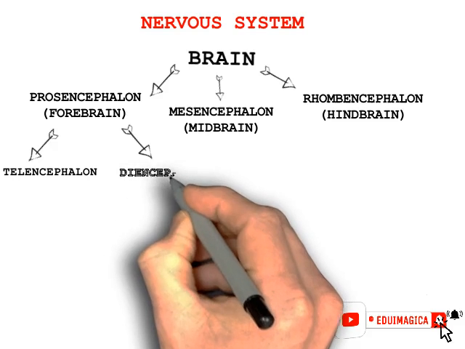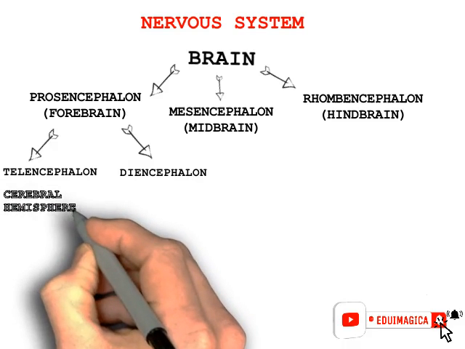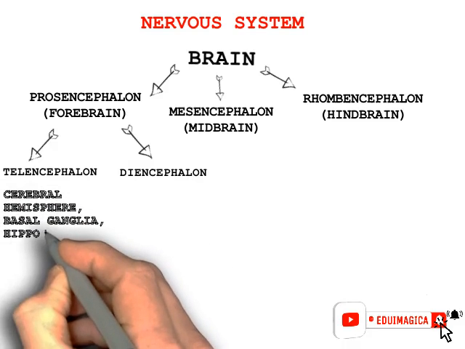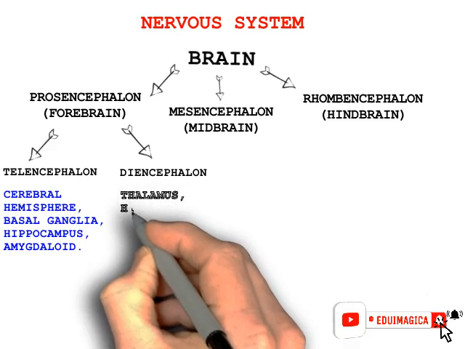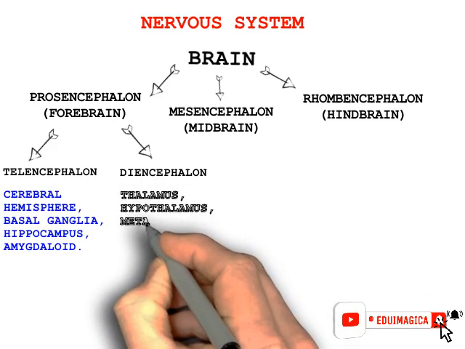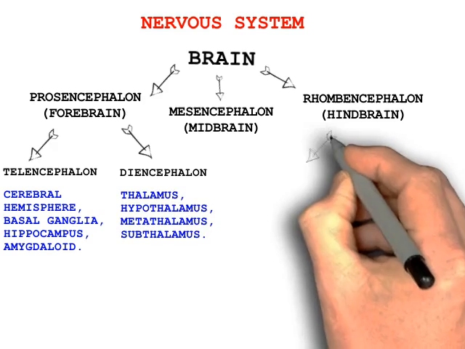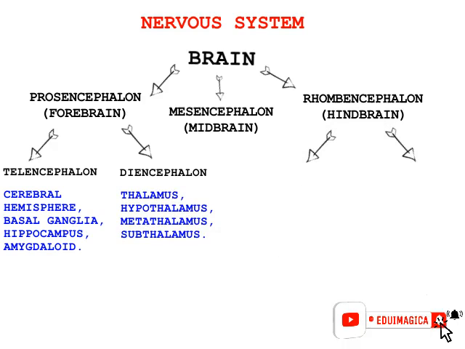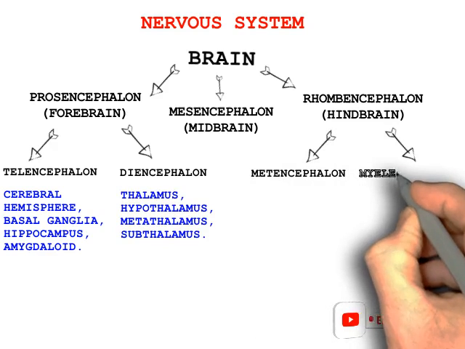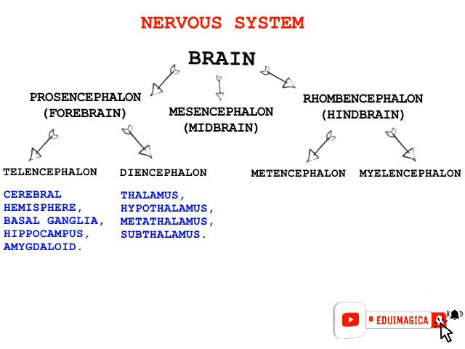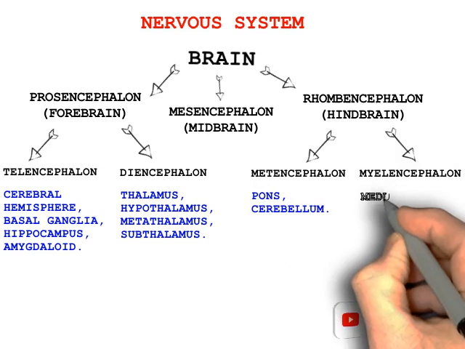The telencephalon consists of the cerebral cortex or the cerebral hemisphere, the basal ganglia, the hippocampus, and the amygdaloid nucleus, whereas the diencephalon consists of the thalamus, hypothalamus, metathalamus, and the subthalamus. And the midbrain forms the mesencephalon, whereas the rhombencephalon or the hindbrain is divided into the metencephalon and the myelencephalon. The metencephalon consists of the pons and the cerebellum, whereas the myelencephalon consists of the medulla oblongata.